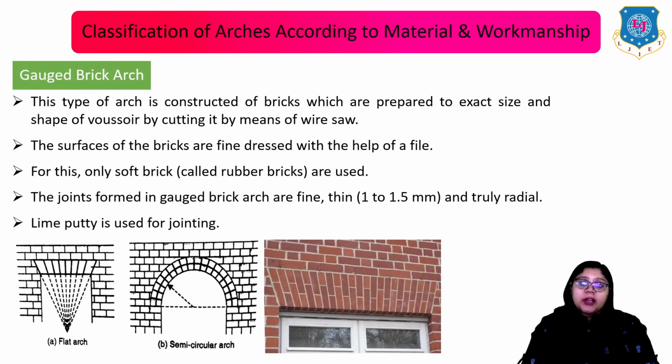Next is the gauged brick arch. This type of arch is constructed of bricks which are prepared to the exact size and shape of voussoirs by cutting them by means of a wire saw. The surfaces of the bricks are fine dressed with the help of a file. For this, only soft bricks are used. The joints formed in a gauged brick arch are fine, thin and truly radial. Lime putty is used for this kind of jointing. As shown in this figure, you can have a clear idea of this gauged brick arch.